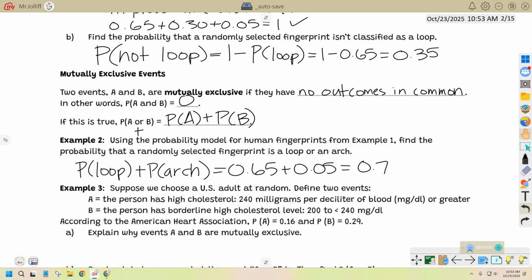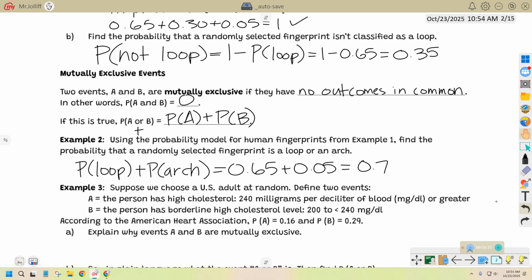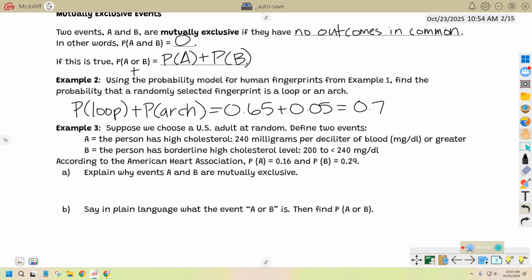So, you'll notice they gave us the probability for those two events. Yes, probability of A is 0.16. Probability of B is 0.29. And the first thing they ask us is to explain why A and B are mutually exclusive.